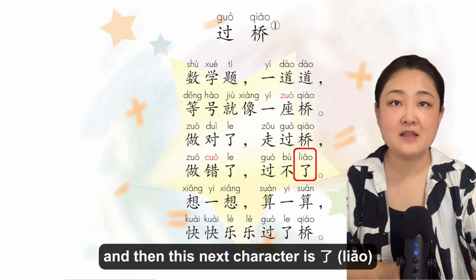And then this next character is 了. Repeat after me the spelling. liǎo. Here, 过不了 means cannot pass. We know this character with the pronunciation le. Actually, we have that in 做对了 and 做错了. There, 了 is used to indicate that something is already done. But here, it's basically another character. The look is the same, but the pronunciation is liǎo. And it's often used to indicate that something can be done or cannot be done. 过不了 means you cannot pass the bridge.